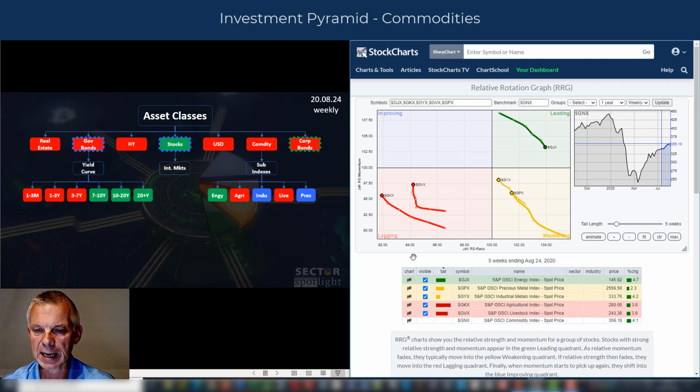And then on the far left we have GKX, which is agriculture and livestock. So these are the underperforming sub-indexes inside the commodity space.